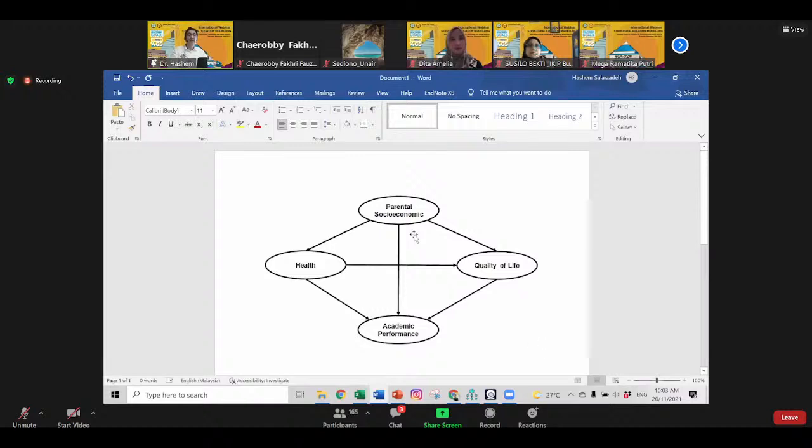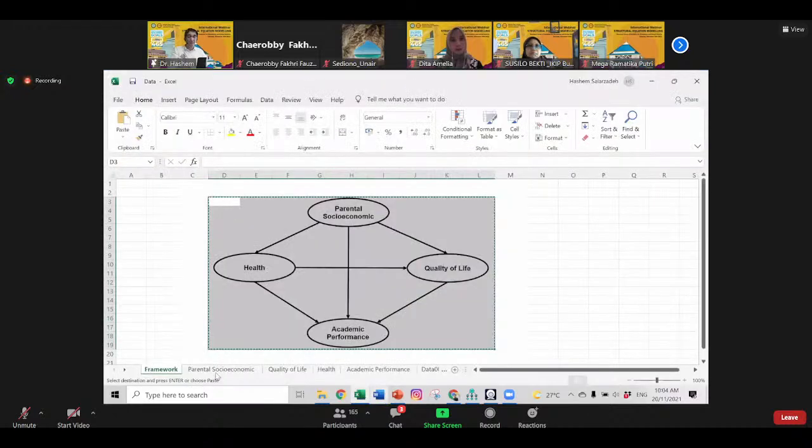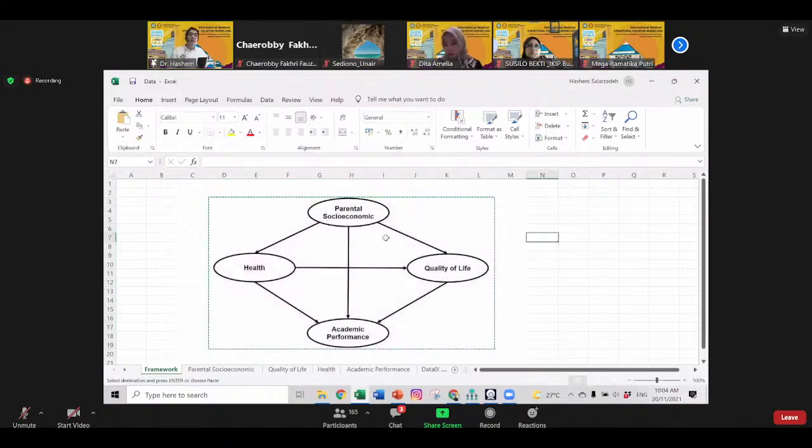I saw some of my students design the research framework inside Word, and for every space or tab, all of them are moving around. So I advise you, as I said, do it in an Excel file. As we can see here, we have 4 latent variables. The next step, we should show the measurement of the variables.